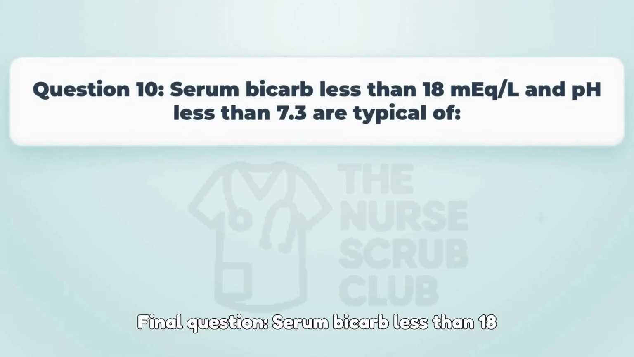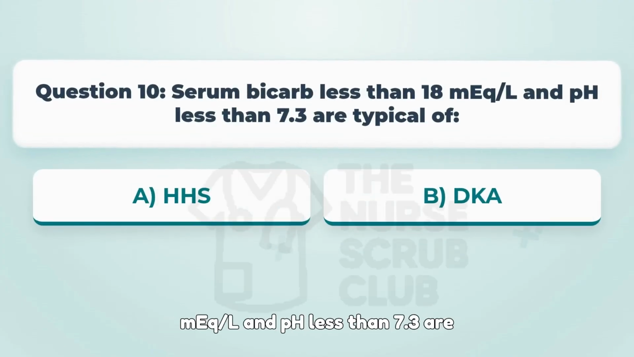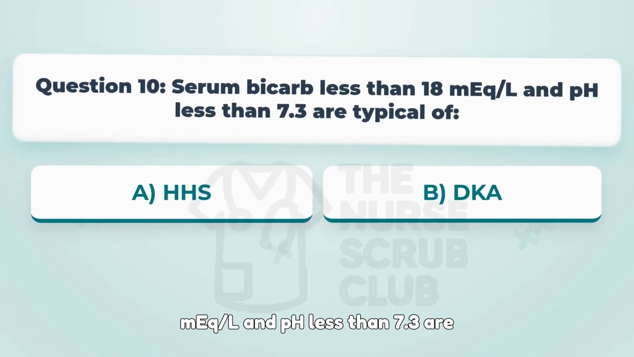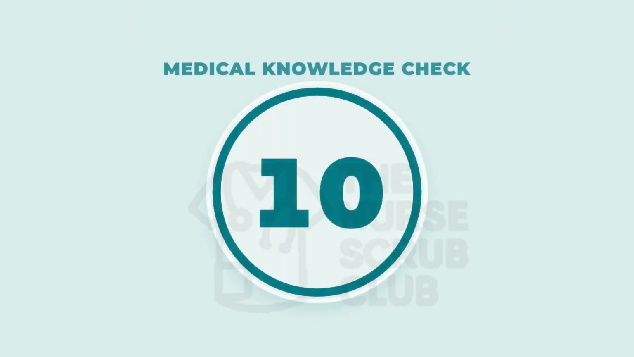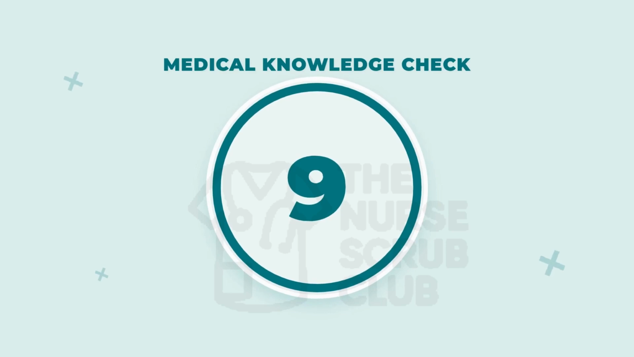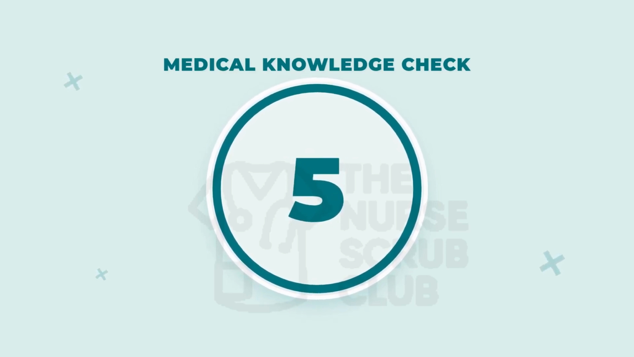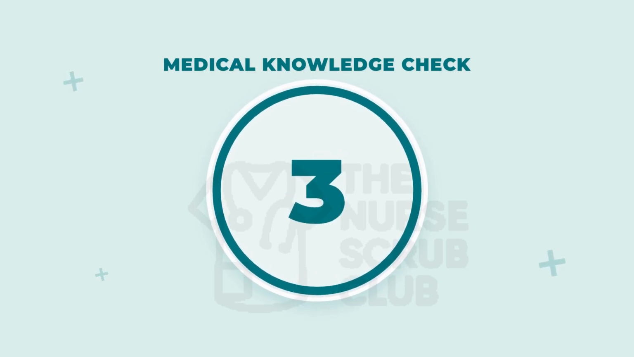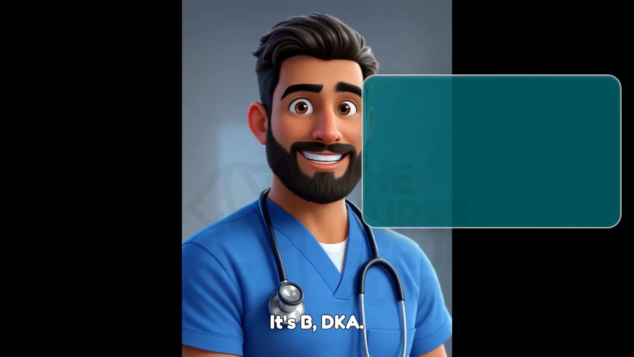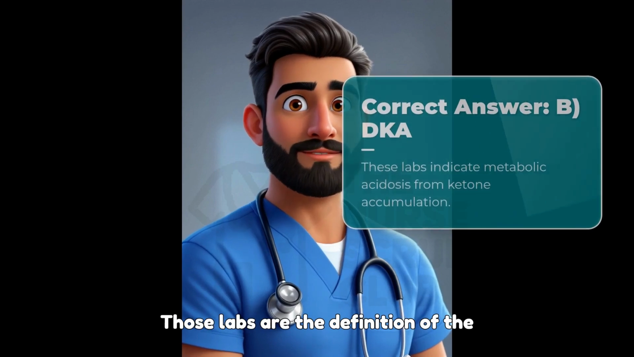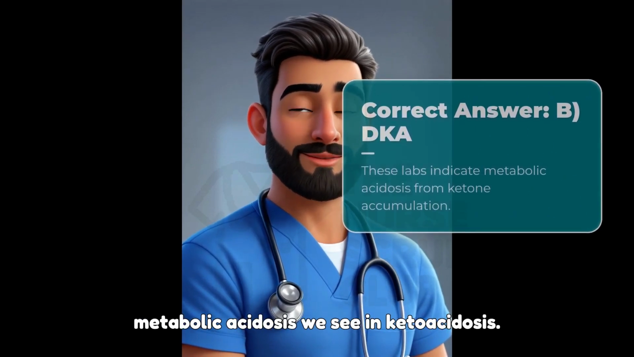Final question. Serum bicarb less than 18 mEq/L and pH less than 7.3 are typical of? It's B, DKA. Those labs are the definition of the metabolic acidosis we see in ketoacidosis.